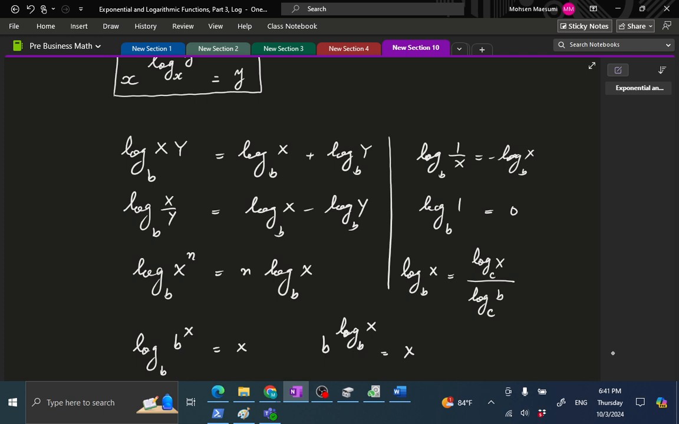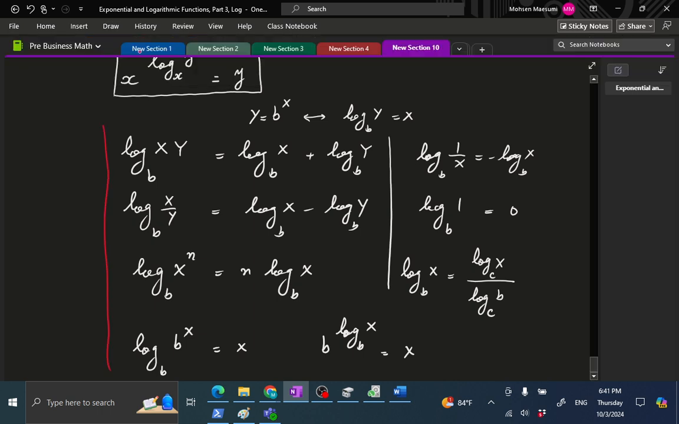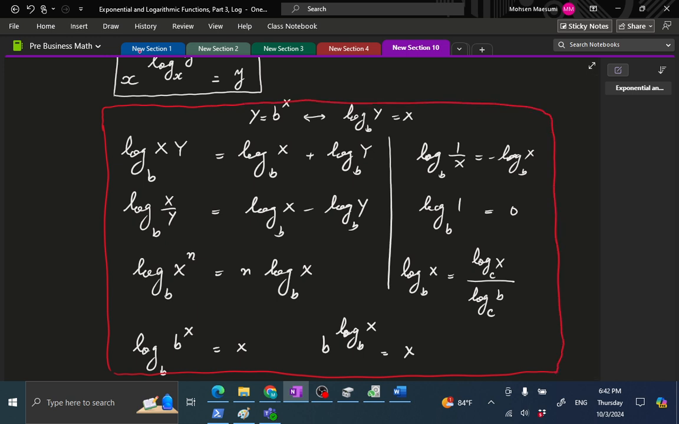And let's remind ourselves, when we say y is equal to b to the power of x, the definition of logarithm is that this is same as saying logarithm of y in base b is x. So if this is the first time seeing this thing, it might look mighty complex because everything sounds like everything else. But these are the rules of logarithm.